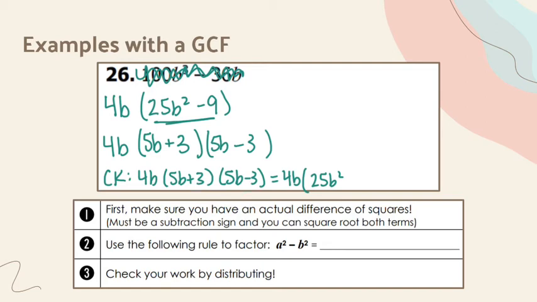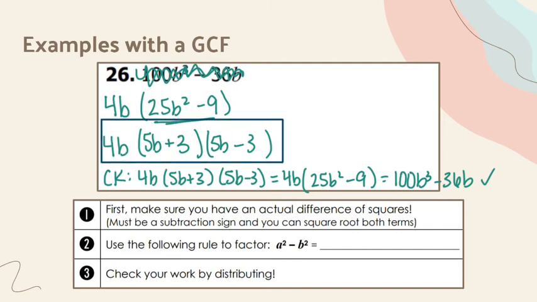3 times negative 3 is negative 9. Then we would distribute the 4b to both of these terms. That's going to give us 100b cubed minus 36b. That is what we started with, so that means this is our correct answer.